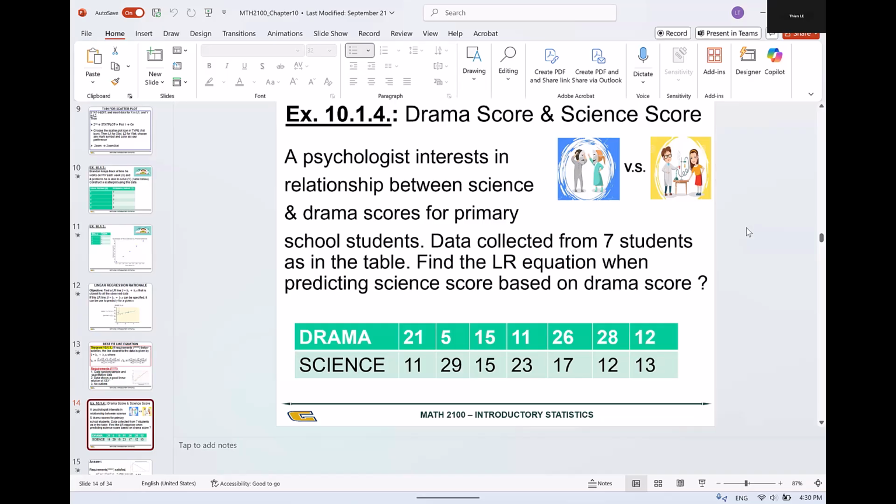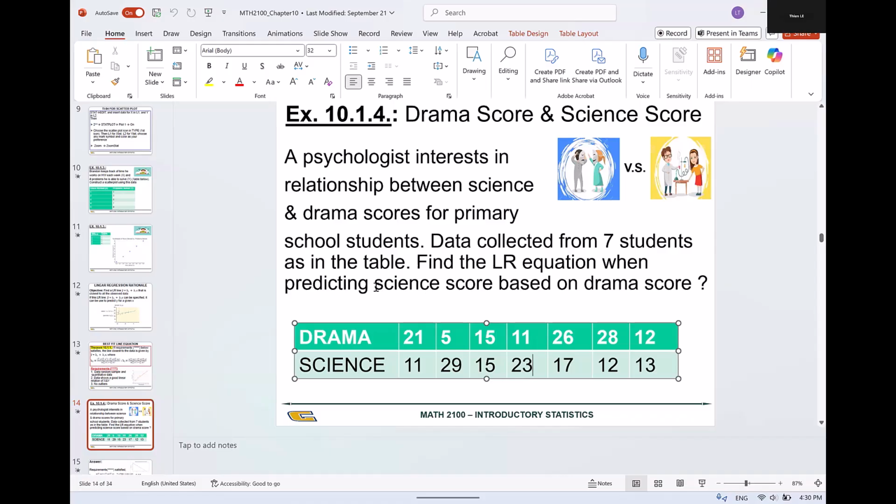So here, basically, you want to predict the science score based on the drama score. So your x will be drama score, and y will be science score, okay? And we have the scores here. This student has a drama score 21 and science 11. This student has a drama score 5 and science is 29, and so on, right? 15, 15, 11, 23.